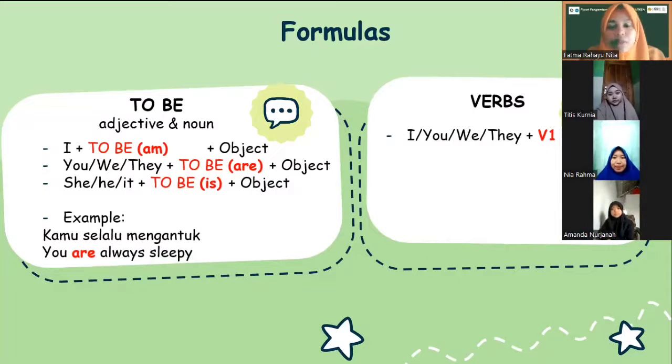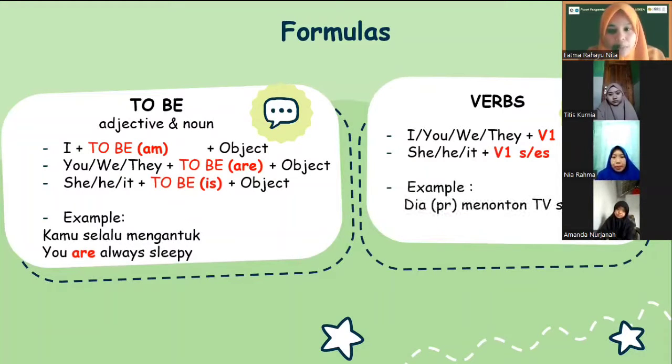The verb that can be used in simple present tense is verb 1. So I, you, we, they plus verb 1 plus object, and she, he, it, verb 1 added s or es plus object. For example, dia perempuan menonton TV setiap malam. She watches TV every day. So if you ask me when we add s or es to the verb 1, here is the answer.